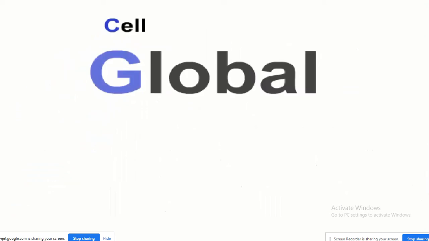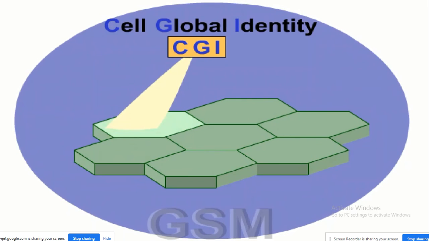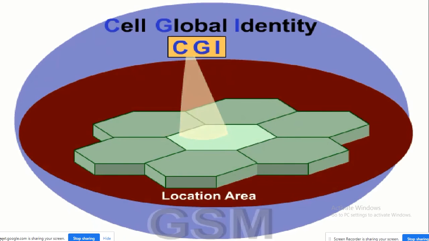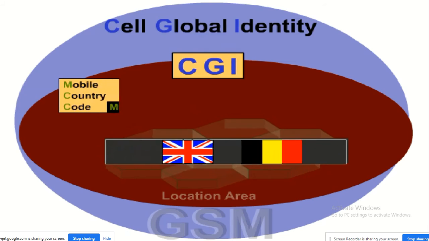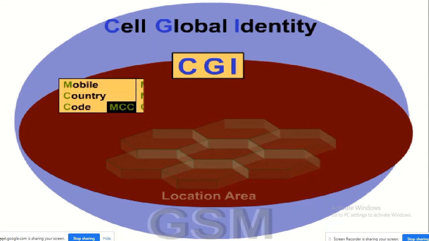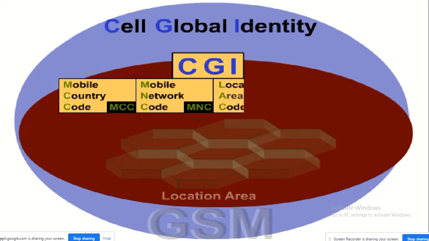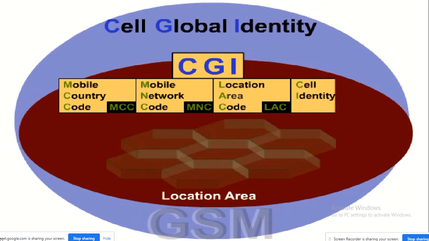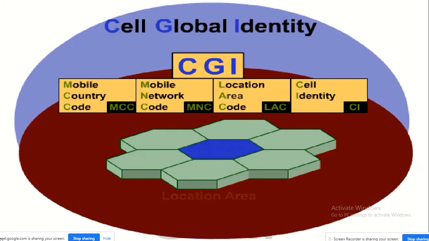The Cell Global Identity, CGI, is a number code which identifies each cell in the location area of a GSM network. The CGI consists of the Mobile Country Code, MCC, the Mobile Network Code, MNC, the Location Area Code, LAC, and the Cell Identity, CI, which indicates the relevant cell within this location area.